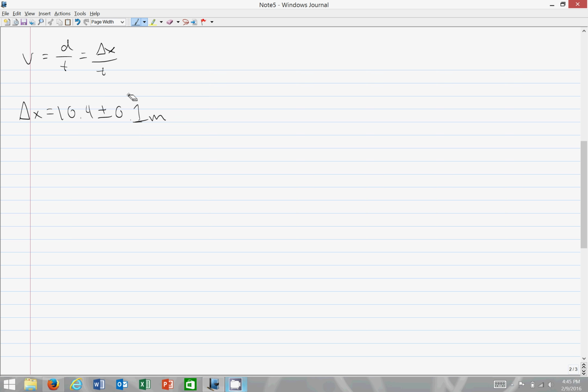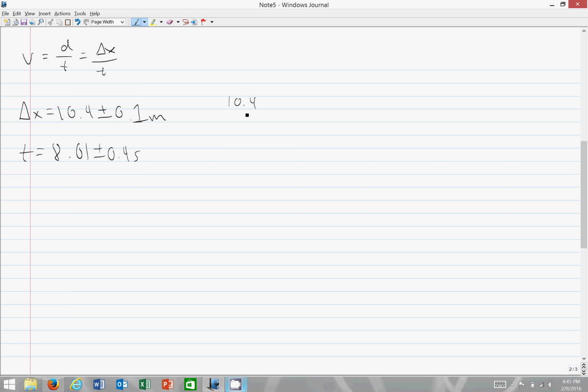Okay, so we have our delta x. We know our t because we got it from our average. We did 3 trials and we got an average. For me, my average was 8.01 plus or minus 0.4 seconds, and this comes from your max minus your min divided by 2. All right, so I do the math.